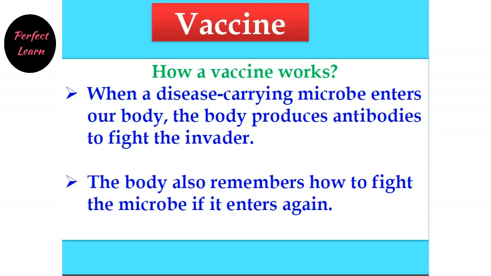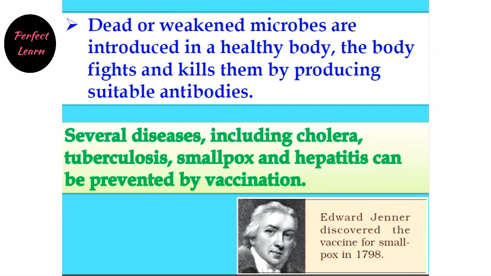Vaccine. How a vaccine works. When a disease-carrying microbe enters our body, the body produces antibodies to fight the invader. The body also remembers how to fight the microbe if it enters again. Dead or weakened microbes are introduced in a healthy body. The body fights and kills them by producing suitable antibodies.